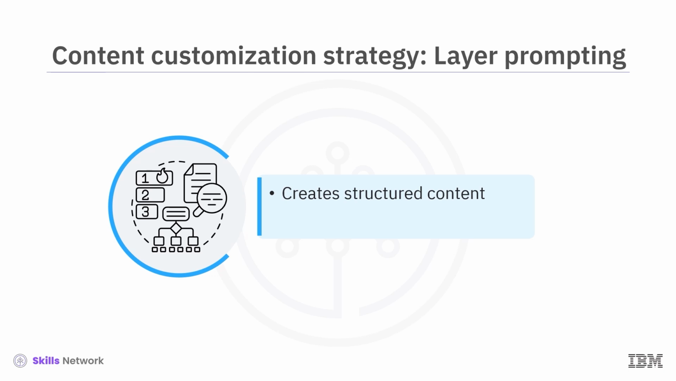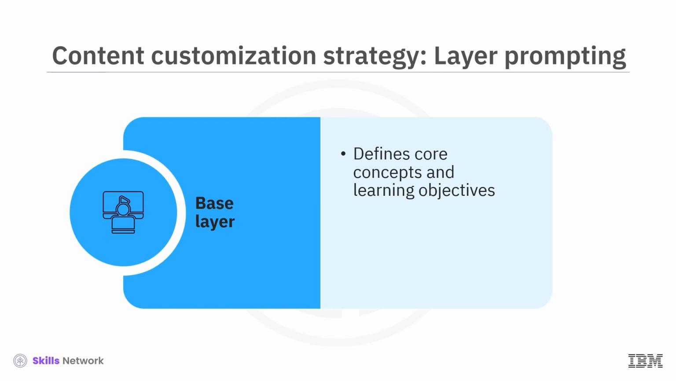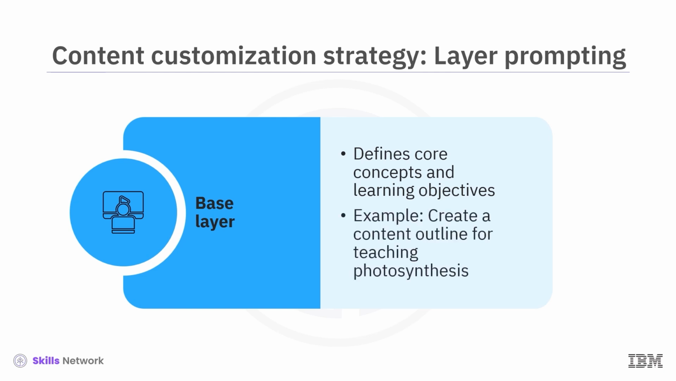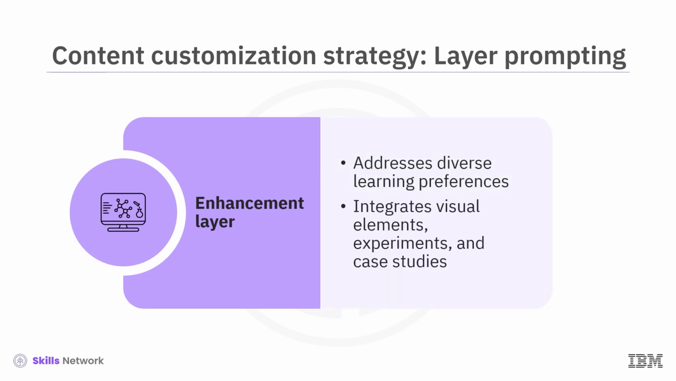In layer prompting, each layer serves a distinct purpose while contributing to the whole. The base layer is a foundational content structure defining core concepts and learning objectives. For example, create a content outline for teaching photosynthesis. Next is an enhancement layer that addresses diverse learning preferences. Here, you can integrate visual elements such as diagrams and charts, experiments such as hands-on activities or labs, and real-world case studies in the prompt. This multimodal approach caters to learners' different learning styles.